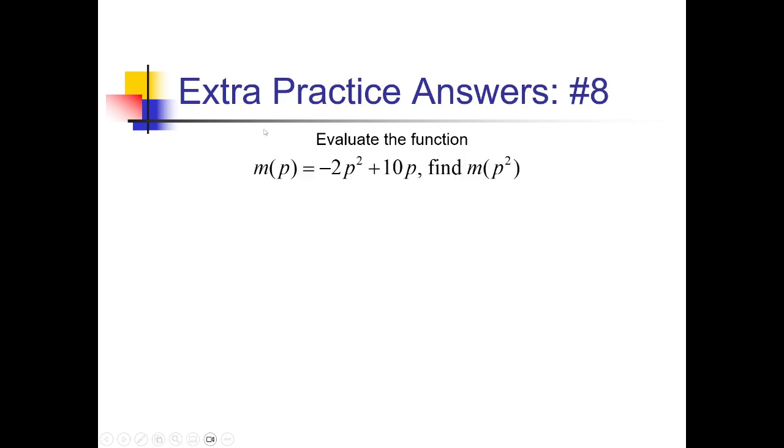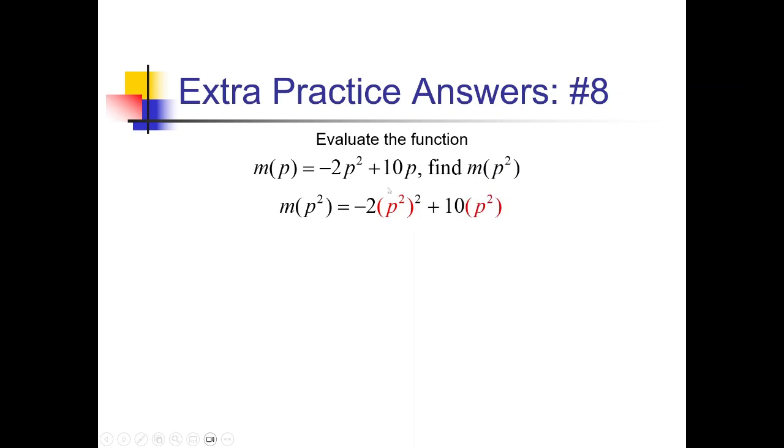For this next one, we have the m of p function, negative 2p squared plus 10p, and we're doing m of p squared. So wherever I see a p in the original function, I have to replace it with a p squared. So this is going to be negative 2p squared squared, because again, the p itself is being replaced by a p squared. And over here we have 10 times p squared.